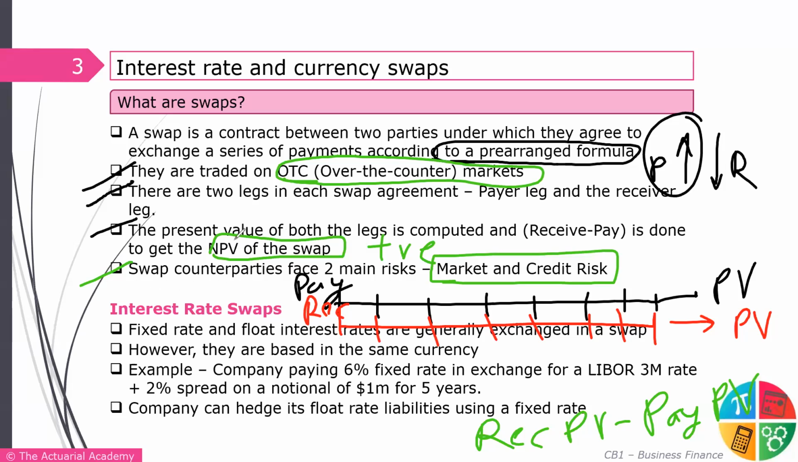So I hope the valuation or the NPV is clear to you. They face two main types of risks, market risk and credit risk. So when we look at each of the risks, market risk is the risk with regard to these payments.